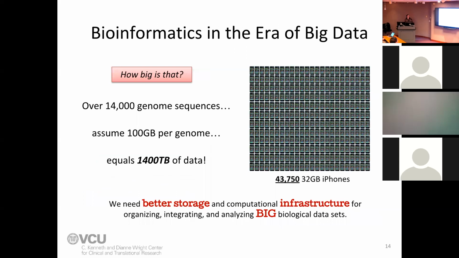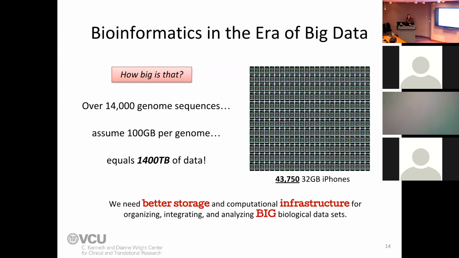So this kind of brings us to bioinformatics in the era of big data. So 14,000 genome sequences. How much data is that they had to store, organize, process, and sift through to find this one variant in NEC1? Well, there were over 14,000 genome sequences. If we assume each person takes up 100 gigabytes per genome, that's about 1,400 terabytes of data, which is equivalent to over 43,000 32 gigabyte iPhones. That's a lot of data.